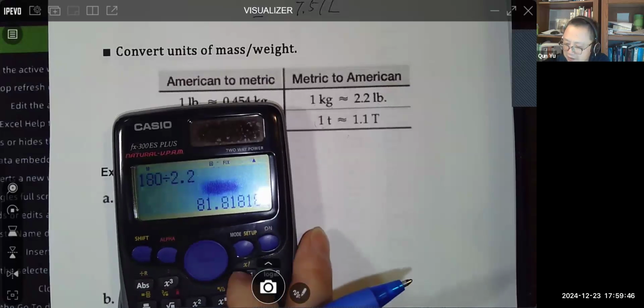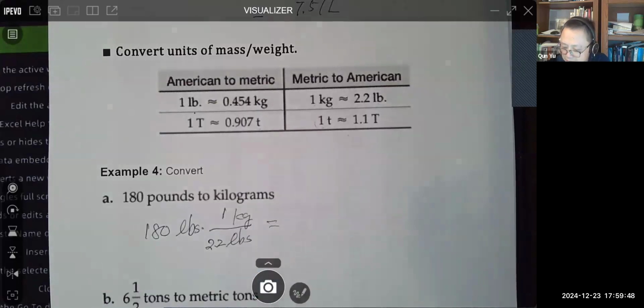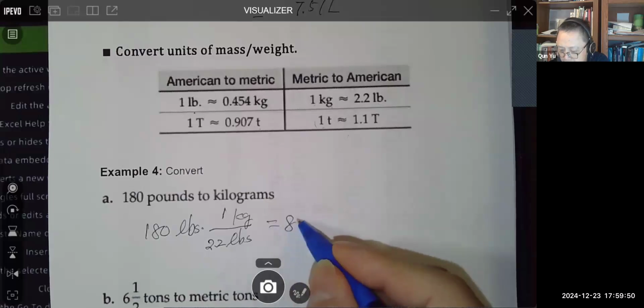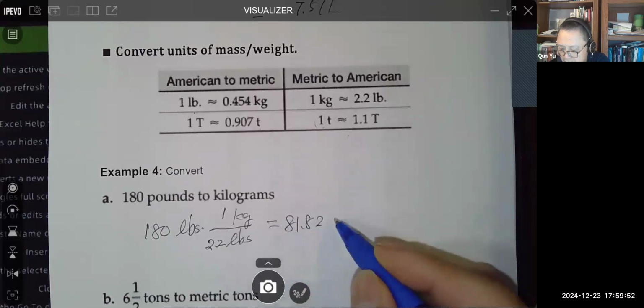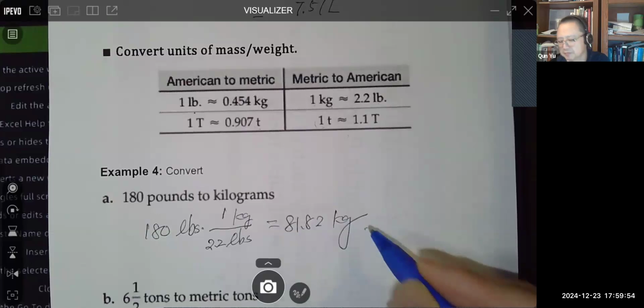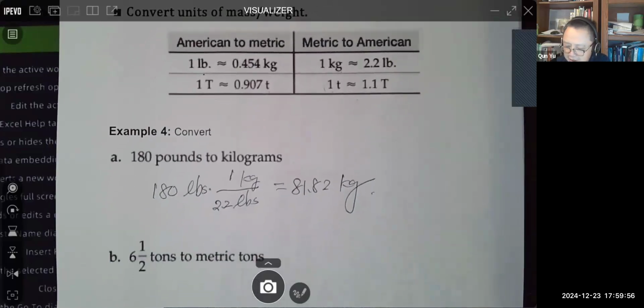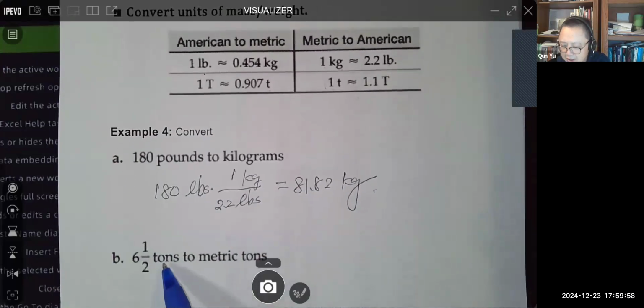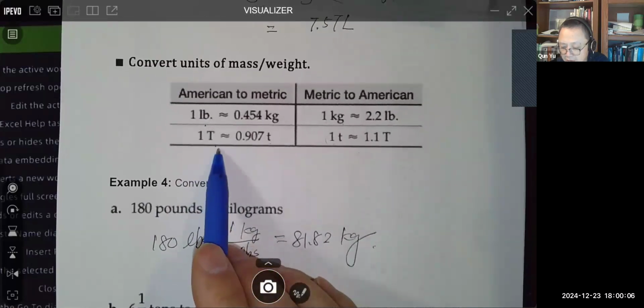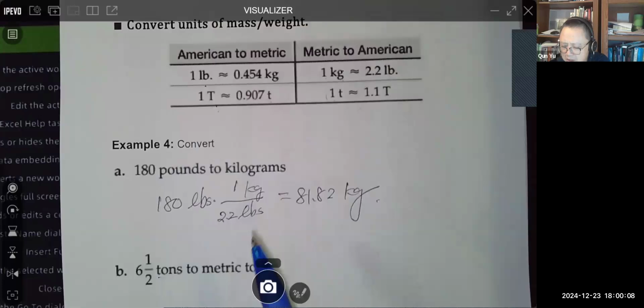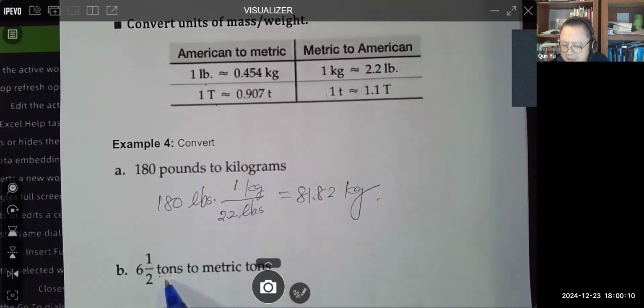81 forever. So 81.82 kilograms. Yeah, that's it. Now this one, when you have this lowercase, apparently this one is not lowercase. This symbol is a capital letter, in American. This should mention this in more specific with American tons.